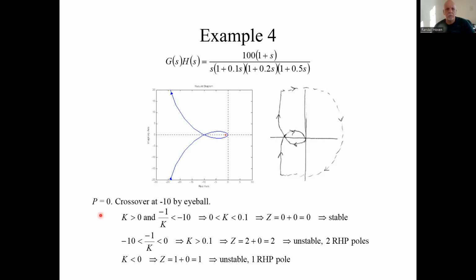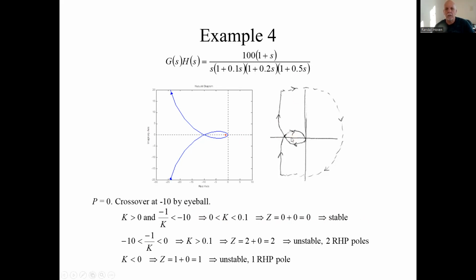P equals 0. This crossover by eyeball looks like minus 10. So out here, K is greater than 0, but minus 1 over K, which corresponds to the point on this line, is left of or less than minus 10, which means K is between 0 and 0.1, 1 over 10. Anyway, to the left of that, N equals 0. No crossings, so it's stable there. N plus P equals 0 plus 0, that equals 0, that's stable.